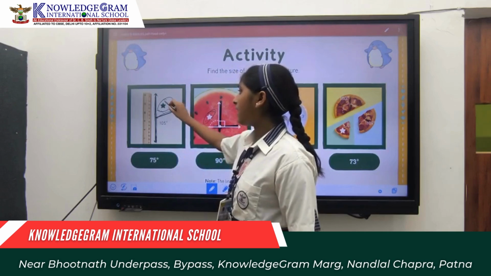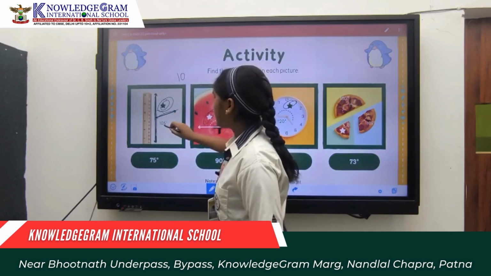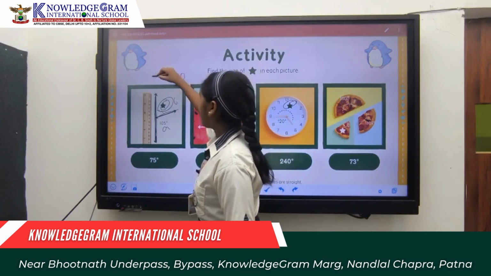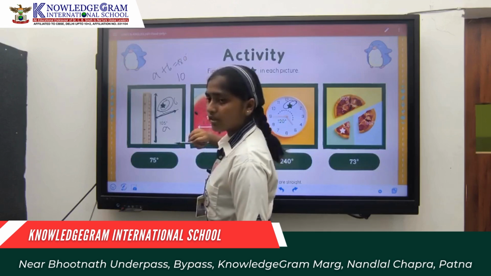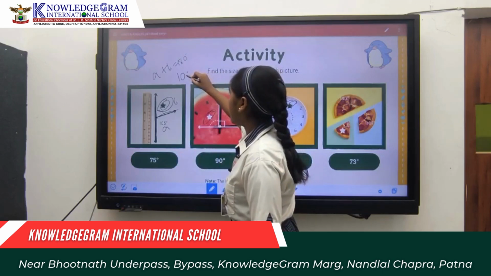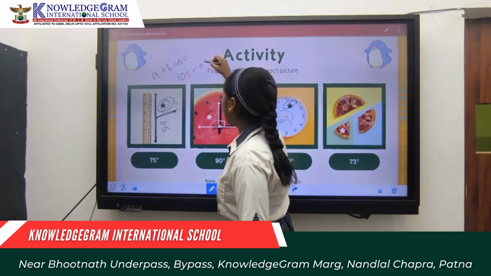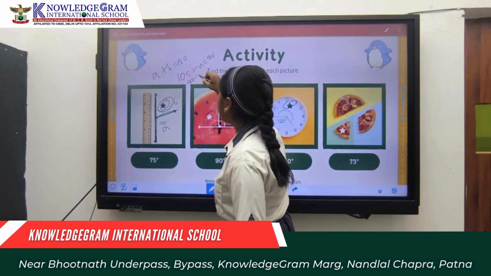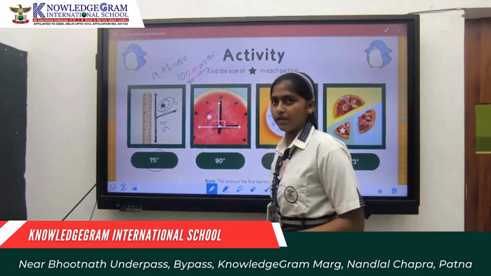How are we gonna take the value of star? We know that this let it be named as A and this let it be named as B. So we know that A plus B equals to 180 degree. So how are we gonna do this? 105 plus, let's take it as X equals to 180 degree, and then 180 minus 105 equals to X, and our value will be 75 degree.